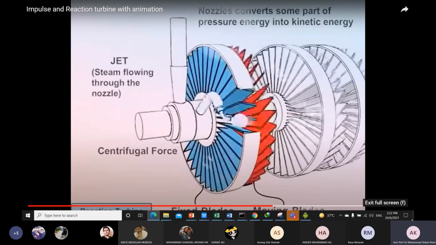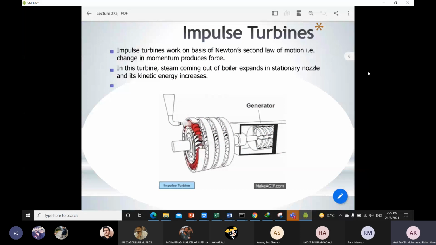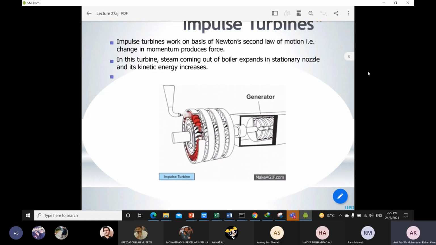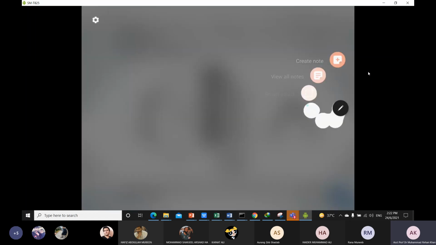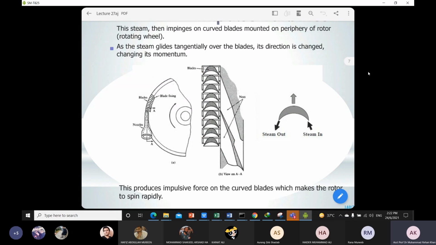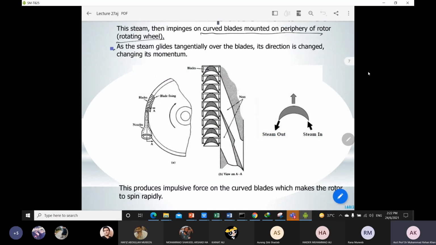Now we will go back and look at the theory so that you get some understanding. The impulse turbine works on Newton's second law of motion, that is, change in momentum produces force. In this turbine, steam coming out of the boiler expands in a stationary nozzle and its kinetic energy increases. This steam then impinges on the curved blades mounted on the periphery of the rotor, that is, the rotating wheel. As the steam glides tangentially over the blade, its direction is changed, changing its momentum.